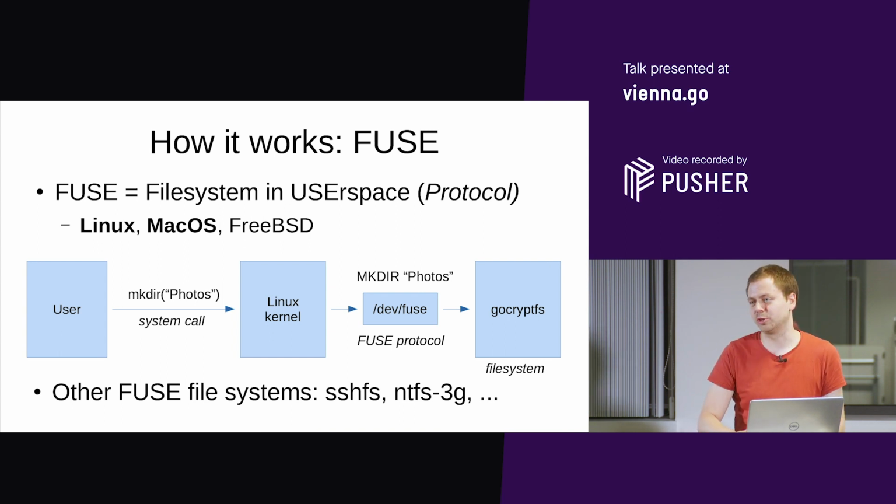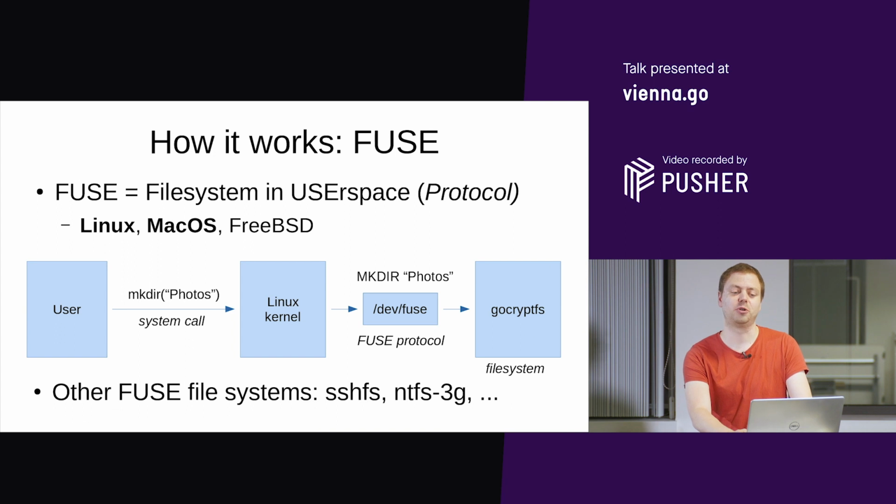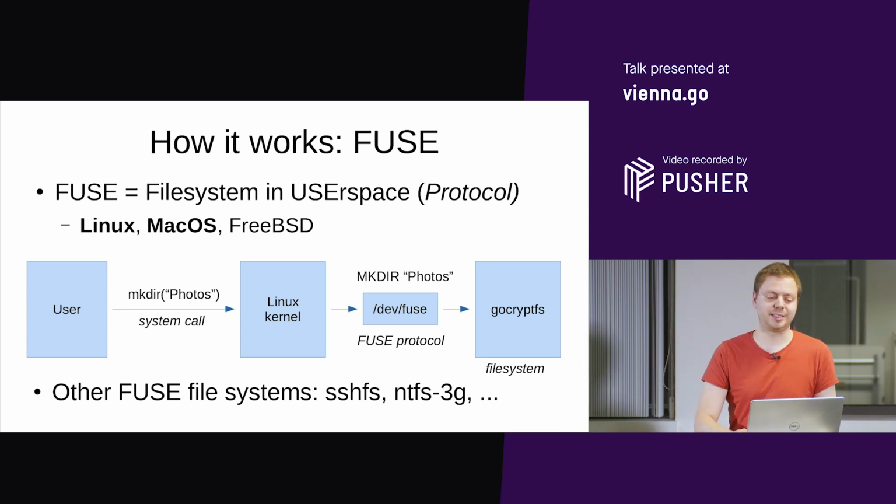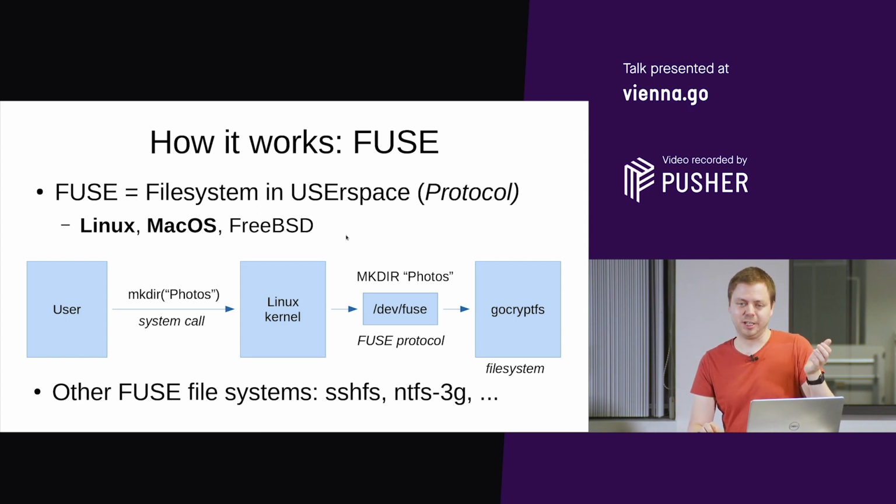So the underlying technology that gocryptfs uses is called Fuse. It's the Filesystem in USErspace protocol, which was originally developed for Linux. It is also available on macOS and on FreeBSD. And Windows has something similar, but it is much younger and not as well integrated.